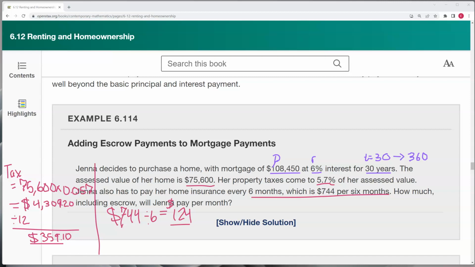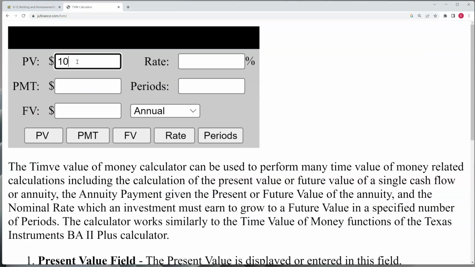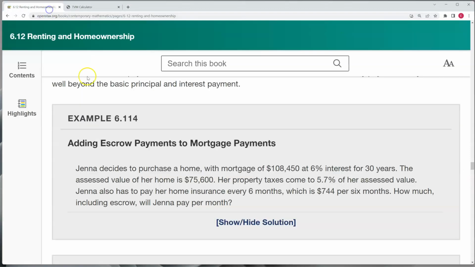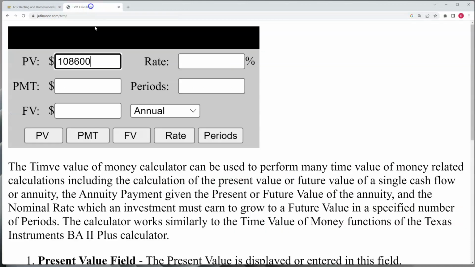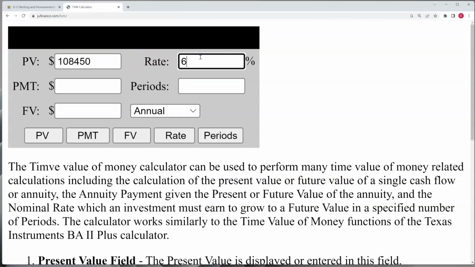But now we need to figure out how much her actual payment is. So we need to go over and get the TVM calculator. All right, so here we have the TVM calculator. We had $108,450. Now her interest rate was 6% on the home for 360 months because it was a 30-year loan. We can put 0 in the future value. And so it's going to be $650.21 is going to be her mortgage payment.